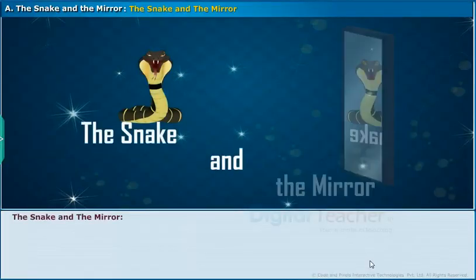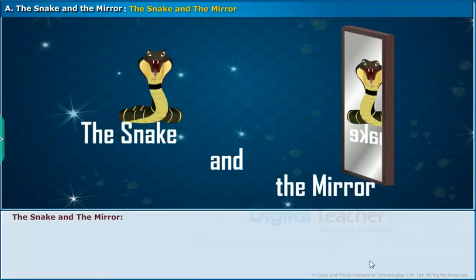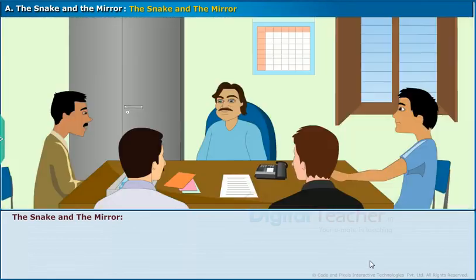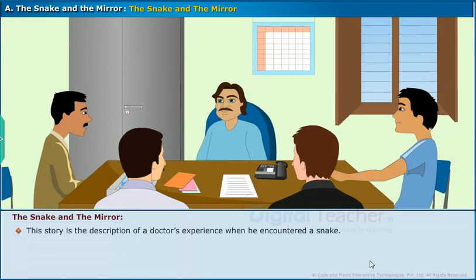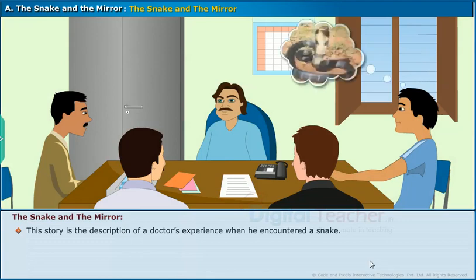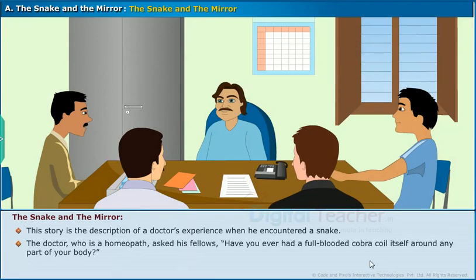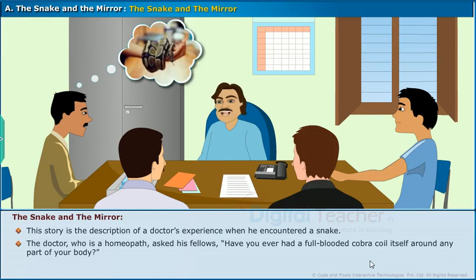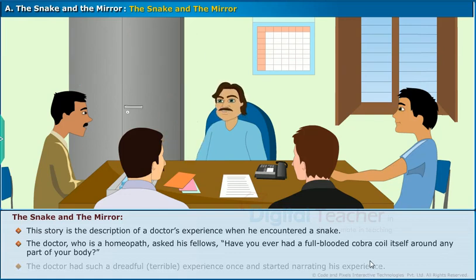Let us now enter into the tale, The Snake and the Mirror. This story is the description of a doctor's experience when he encountered a snake. The doctor, who is a homeopath, asked his fellows, "Have you ever had a full-blooded cobra coiled itself around any part of your body?" The doctor had such a dreadful, terrible experience once and started narrating his experience.